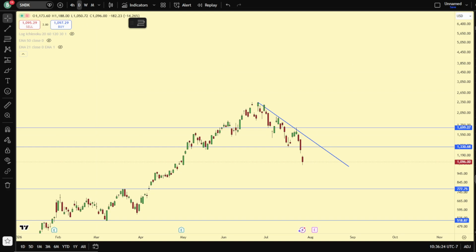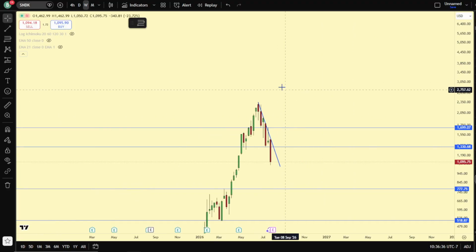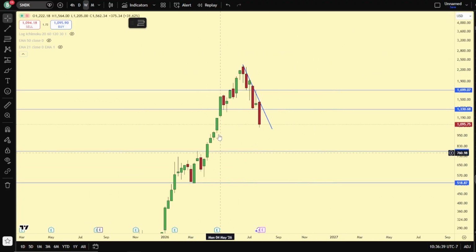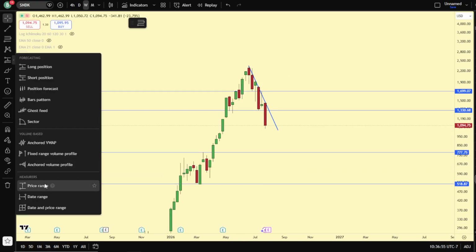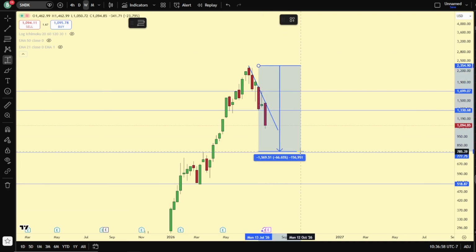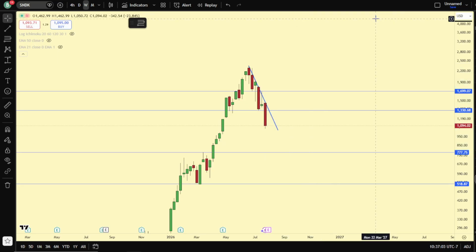So that's one scenario I can see playing out here on Sandisk. And then the other scenario is if we just continue to dump, because there's a gap here. If we're broken down here, then there's really no support until this 777 level. As we can see, if we're on the weekly here, it's just straight up. So there's no support in this area at all. So you're either waiting for that first scenario that I drew out there, or you're just waiting for price to come down to 777. And I know that seems crazy. That's a massive drawdown here. What would that be? It would be like a 67% drawdown. So a pretty huge hit there.